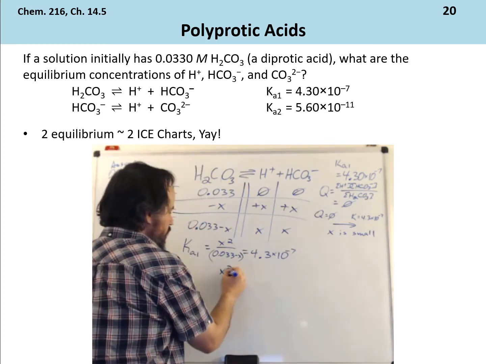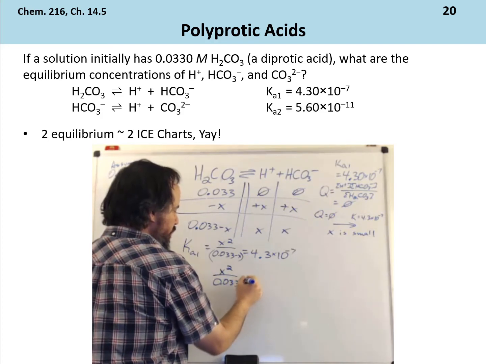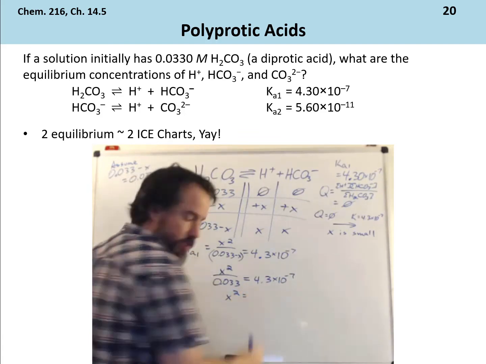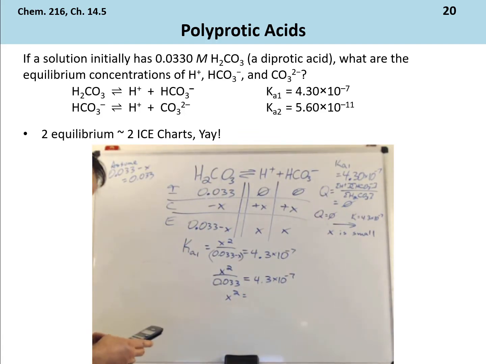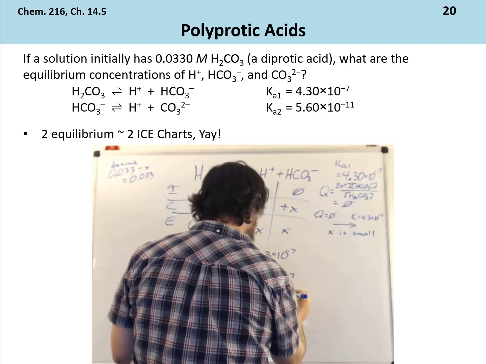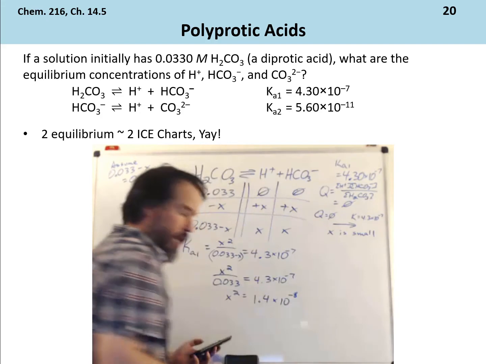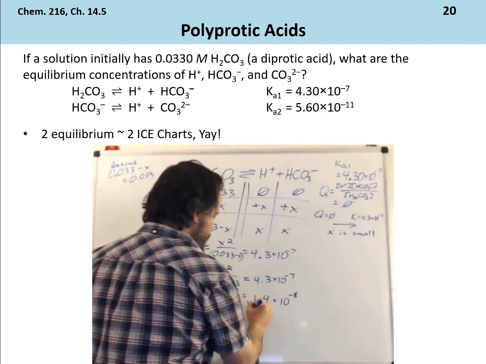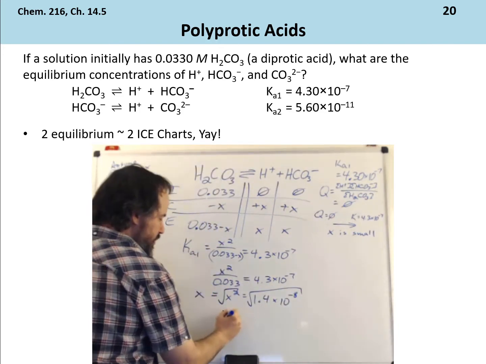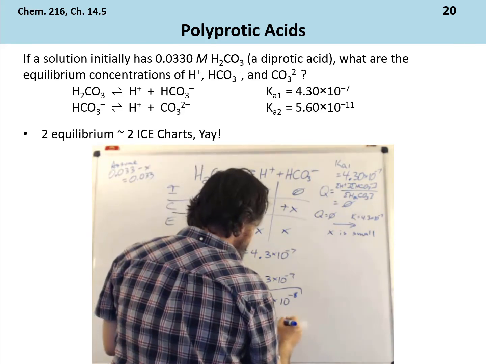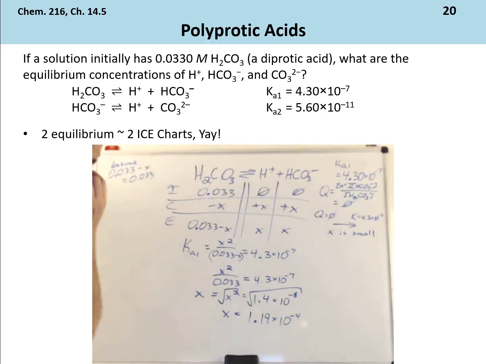So this would be x squared over 0.033 over 0.033 equals 4.3 times 10 to the minus 7th. x squared equals 1.4 times 10 to the negative 8. Okay. I'm going to take the square root of this. That's going to give me x. So now x is equal to 1.19 times 10 to the minus 4. Okay, that's my value for x.